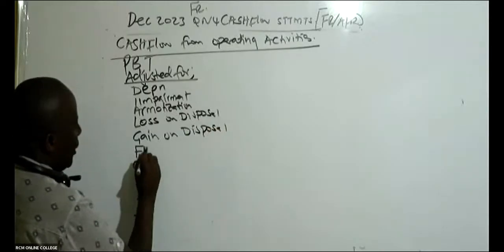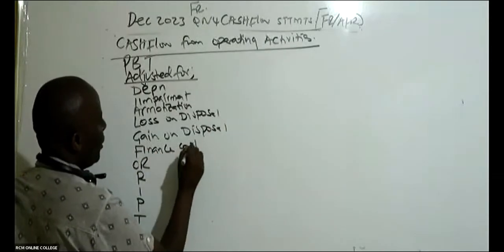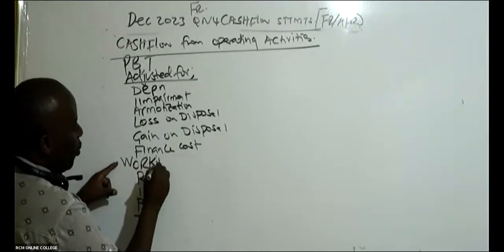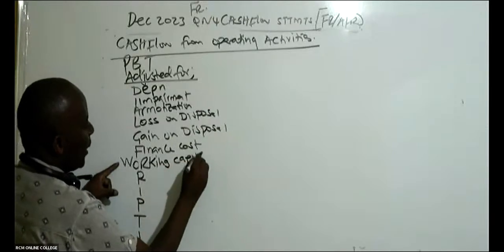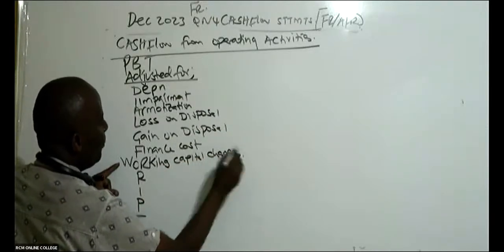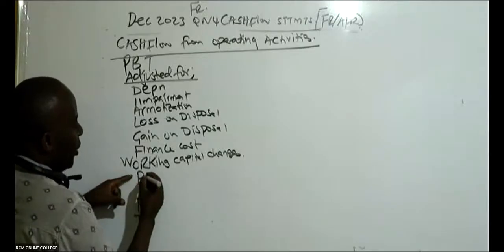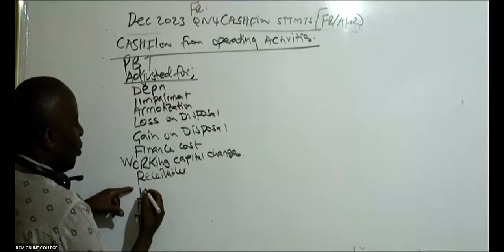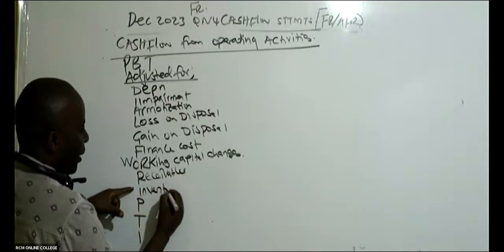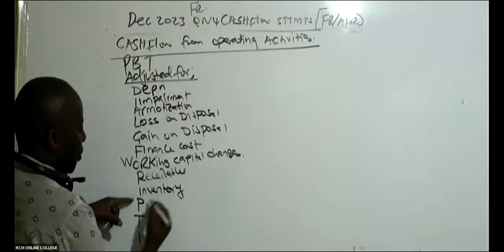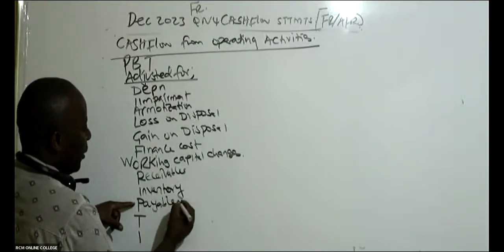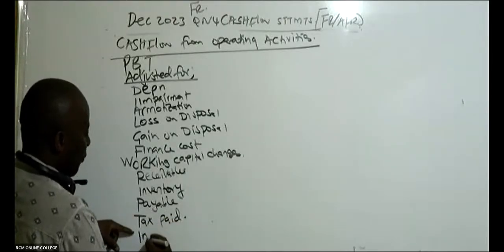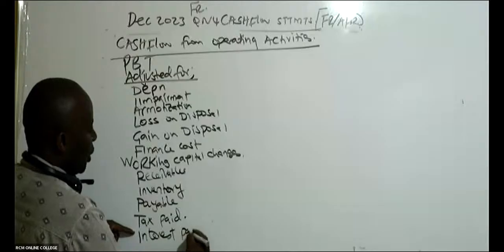All right. This is the finance cost. This stands for working capital. You write here: working capital changes. So we have here receivables. Under working capital, we have what we call receivables. We have in this case inventory. We have here payables. We have here tax paid. And then we have what we call interest paid.